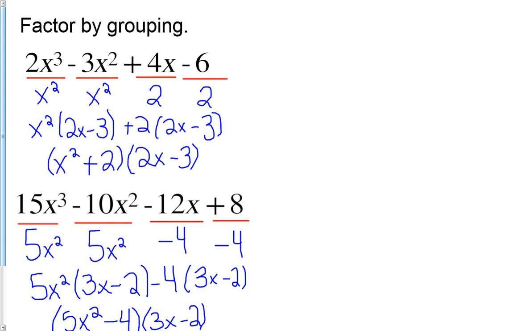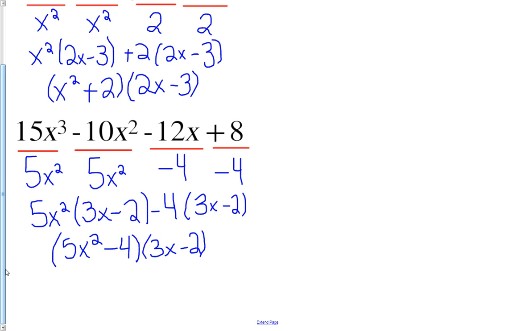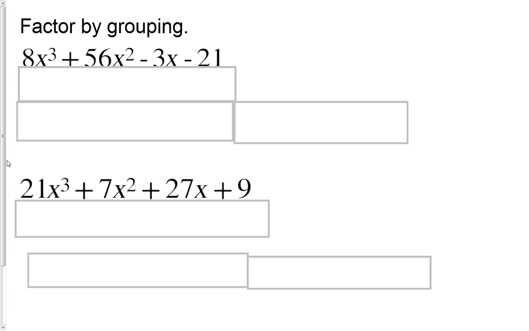And then on the bottom, we had another one, 15x cubed plus something minus 10x. So we got 5x coming out, minus 4 from these two to get 5x squared minus 4. And then what was left over, 3x minus 2. We got one more set of problems to go. And there are 8x cubed plus 56x squared minus 3x minus 21, and down here. So again, pause and give yourself a try at these, and then we'll walk through them.